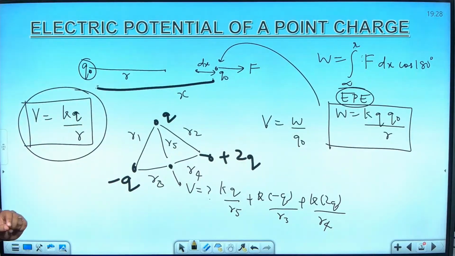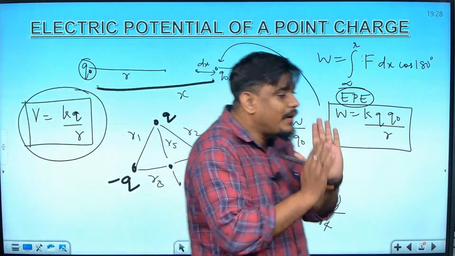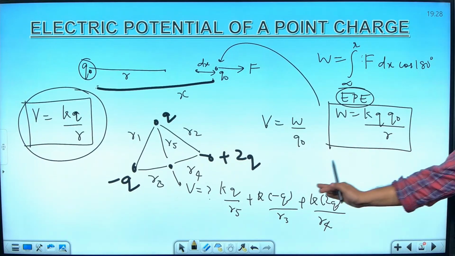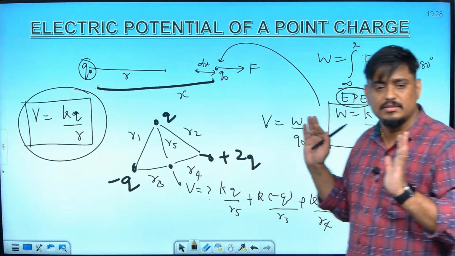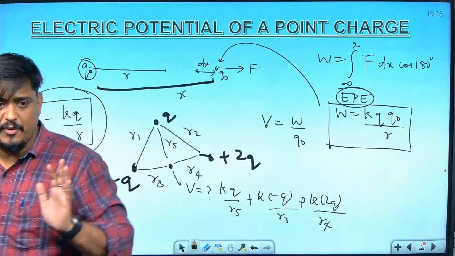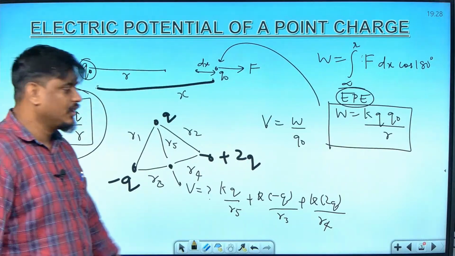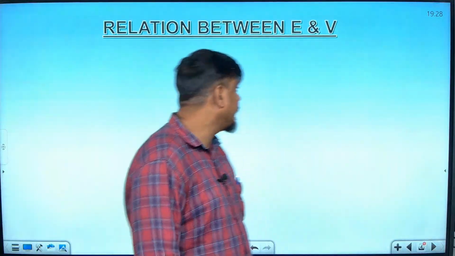So what have I done? I have just found kq by r considering the negative sign and positive sign, nothing else. When you put all these values, you will get the answer. Are you understanding what I am trying to tell you? These kinds of questions are coming. I will show you how the question has come in the board examination also. So coming to the next thing.